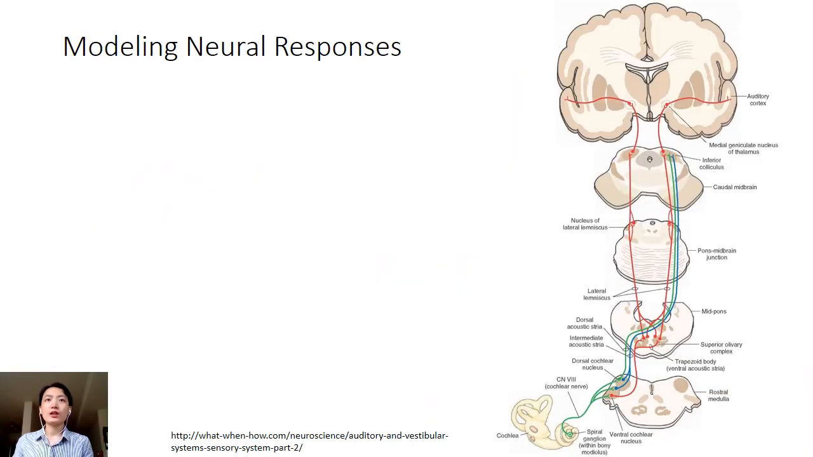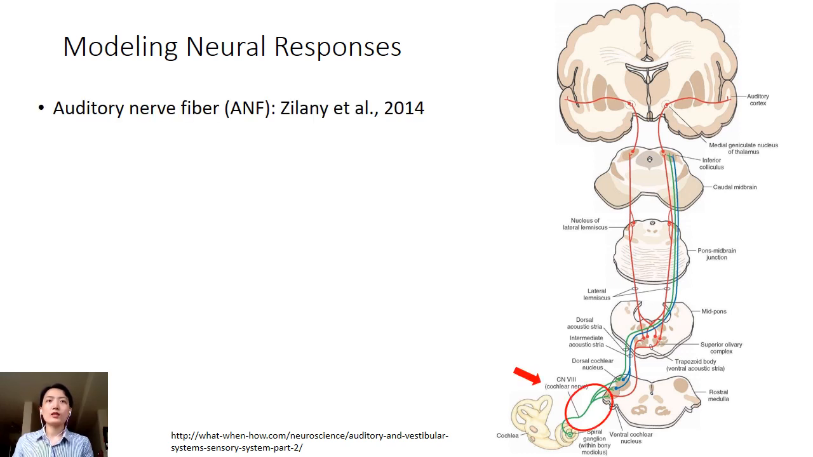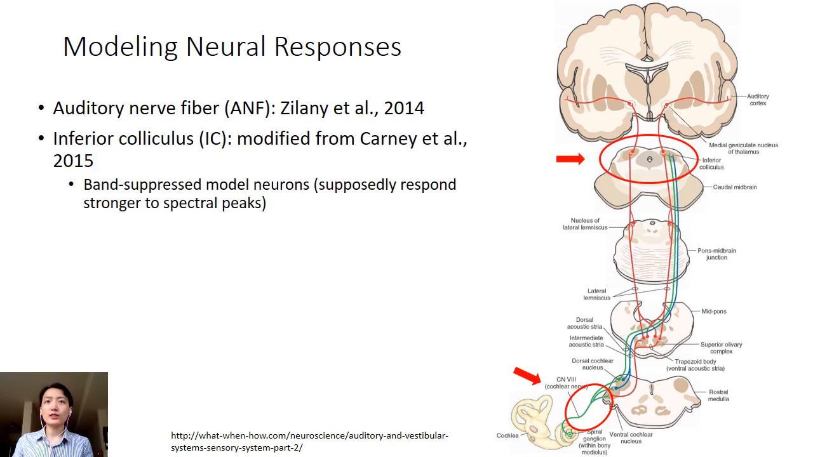We used a physiologically-based model to simulate neural responses to vowels. This is a diagram of the ascending auditory pathway. There are 2 important levels in the model. The first is the auditory nerve model here. The second level is the inferior colliculus, located in the middle of the auditory pathway.